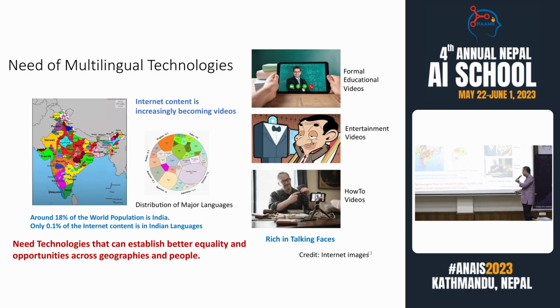So we need technologies that can establish better equality and opportunities across geographies and people. And if you want technology to scale, look at the educational content that you have in English worldwide, the Coursera's of the world. Where is it available? You can complain about the network issue, the resources issue, but that is not enough. At the end of the day, the student who is learning this will have to understand.